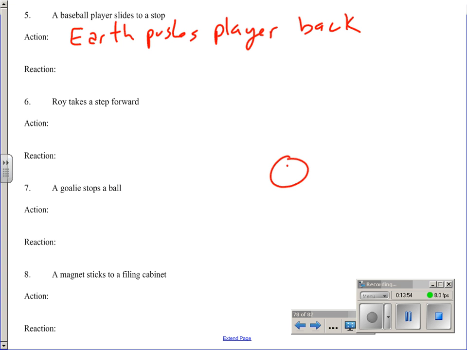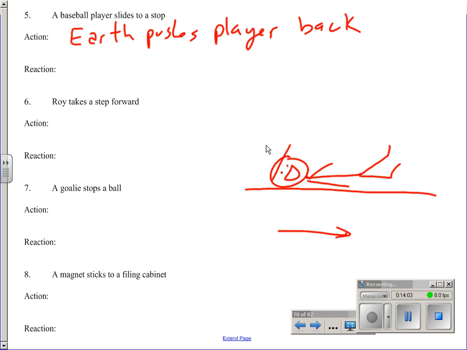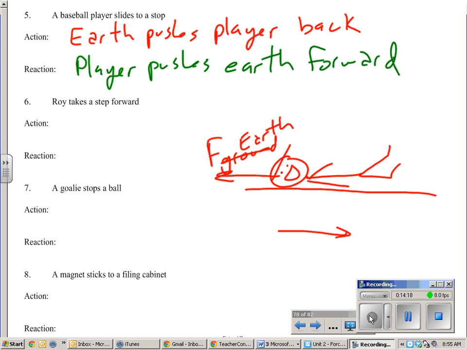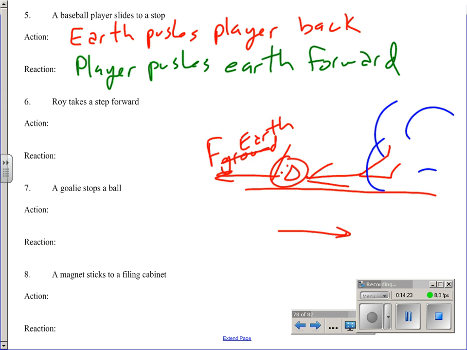Here's your baseball player. He's got to wear a hat, right? So he's running this way. And when he hits the ground, it pushes him that way. So there's the force from the ground, or force from what I called up here, the earth, I guess I should say, earth. Okay, so there's your action. So for your reaction, just switch your two objects. So your reaction is going to be the player pushes the earth forwards, right? Which is why there's a giant cloud of dust and stuff when you slide into base.